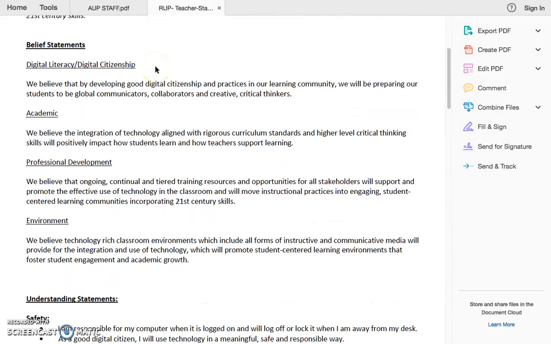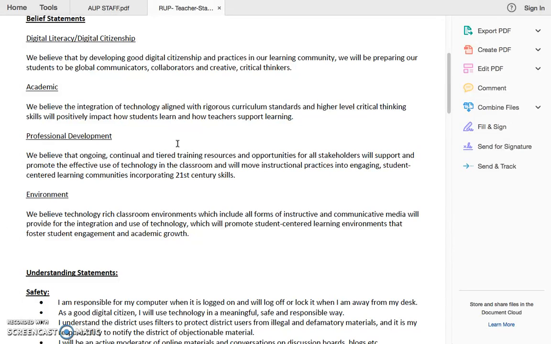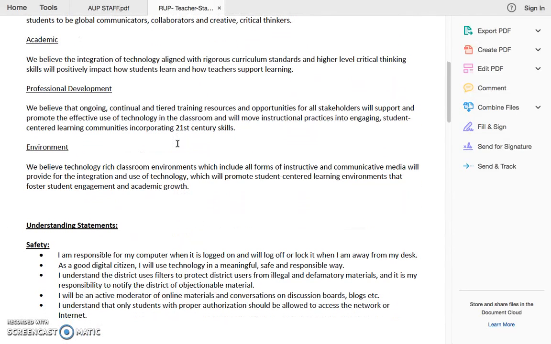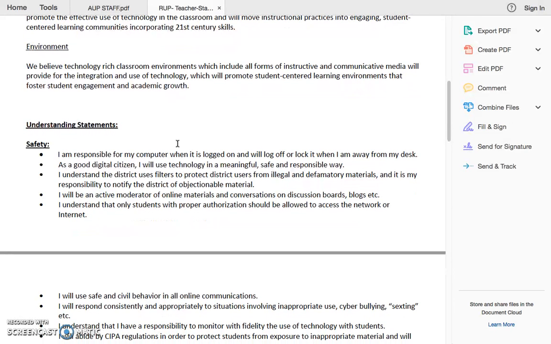The next part goes over the belief statements, which includes digital literacy and digital citizenship, looking to build students as global communicators, collaborators, and creative critical thinkers. As for academics, technology should align with the curriculum, be rigorous, and include higher level thinking skills. Professional development should be ongoing, with opportunities for all stakeholders to learn effective ways to integrate technology in the classroom to engage students and build their 21st century skills.